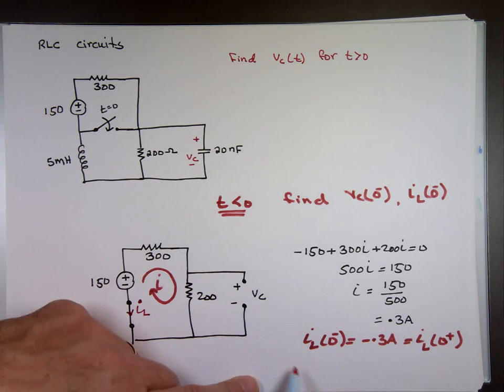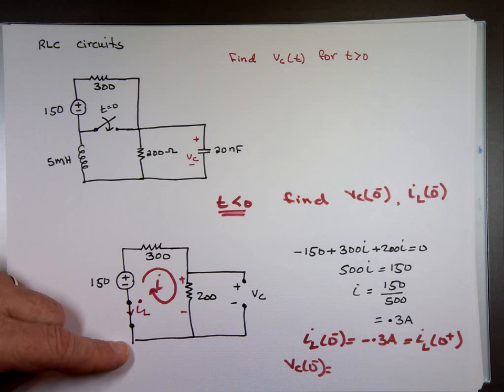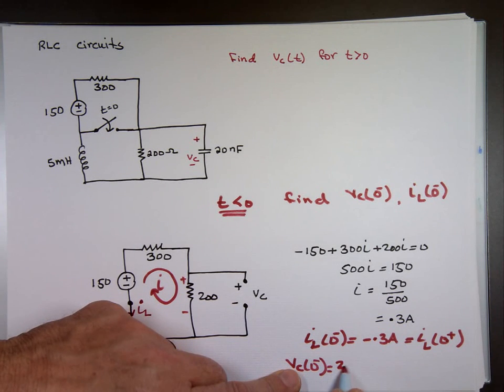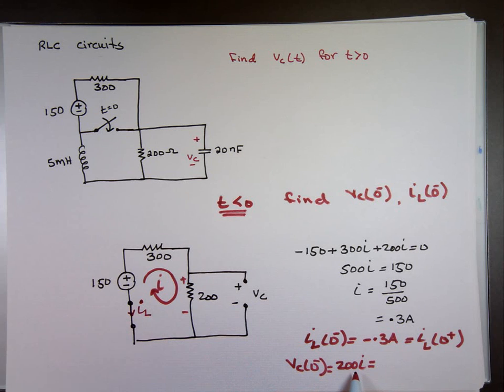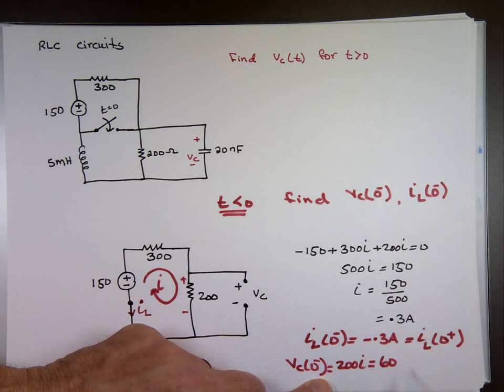The voltage across the capacitor at 0 minus is the voltage across the 200 ohm resistor. That's this voltage. 200I. 200 times 0.3, which is what? Is that 60? And that's the voltage across the capacitor at 0 plus.